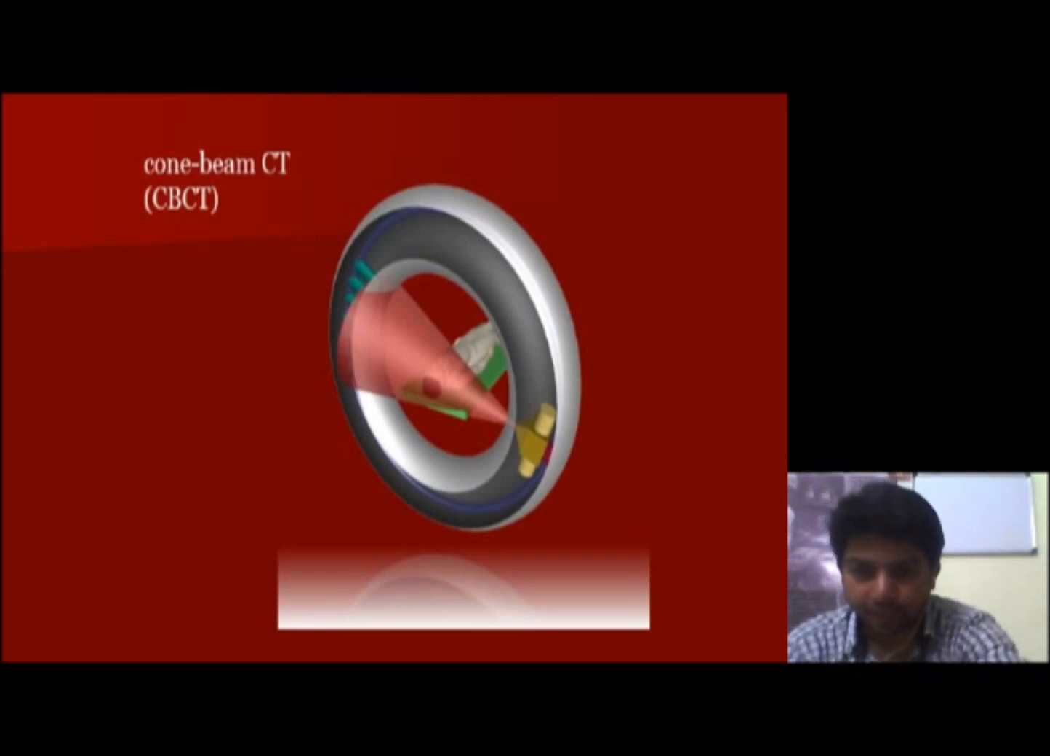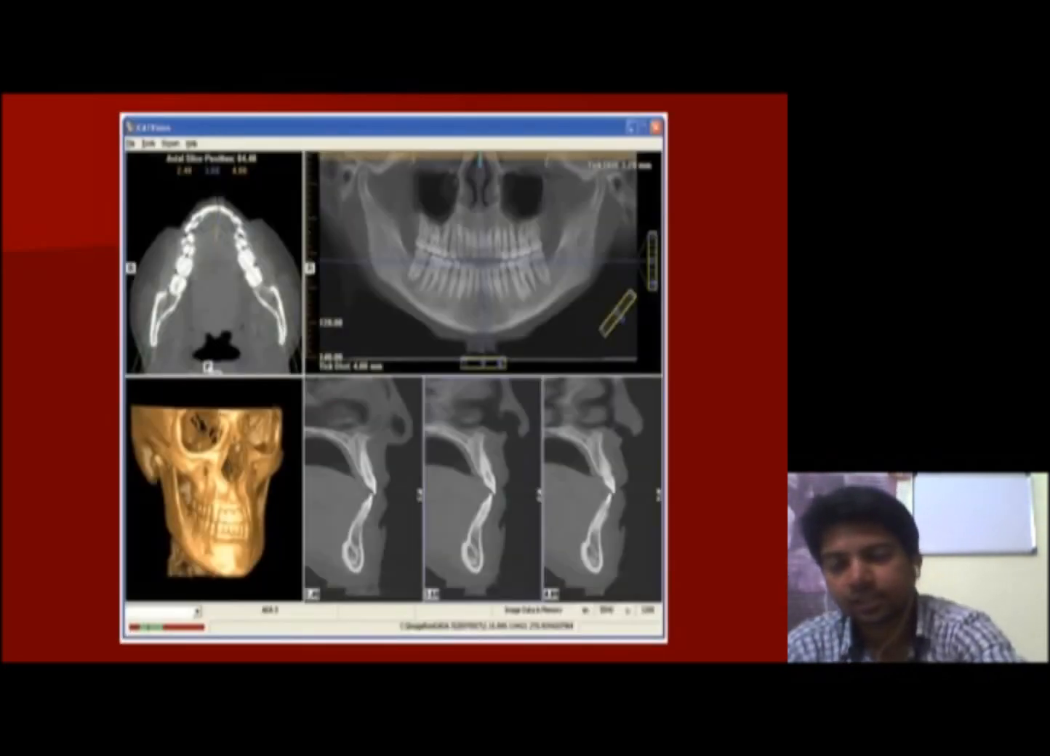Here, instead of multiple detectors in a single line, we use flat panel detectors. It results in images which are similar to that of CT images, and here we can form multiplanar reconstructions and three-dimensional reconstructions.